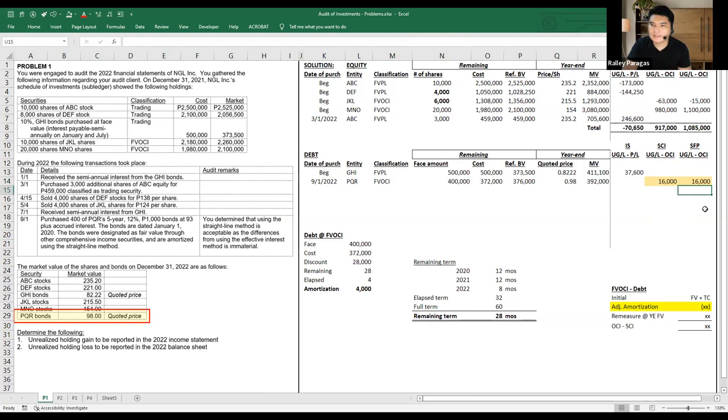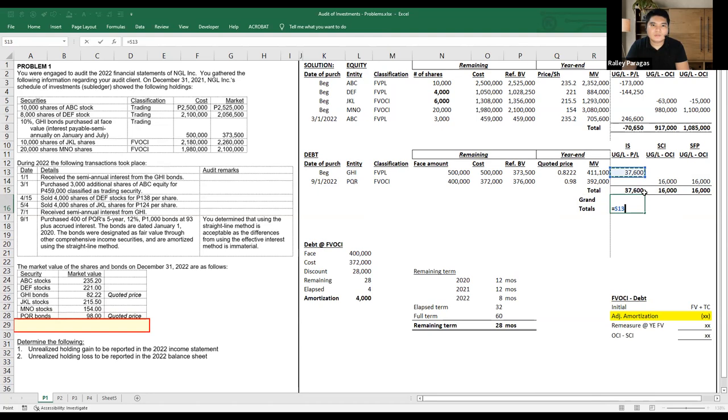Ayan. Simple lang, no? So kunin natin yung total and then kunin natin yung grand total para makuha natin yung sagot. So yung sum for our debt, yun, so 16. So these are our totals. And then yung grand totals natin, kunin lang natin. So kunin natin yung para sa equity, add natin sa debt. So negative 33,050 for unrealized gains and losses sa P&L. And then ilagay na rin natin yung formula for OCI. So for OCI, okay, for the statement of comprehensive income for the current year, positive 933,000, no? Other comprehensive income or gain yung i-recognize natin.